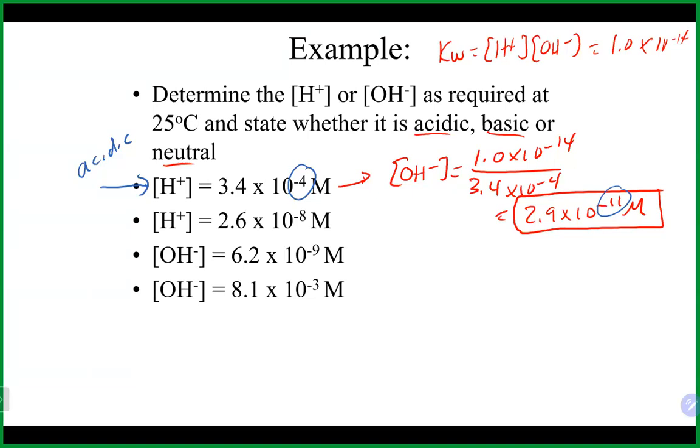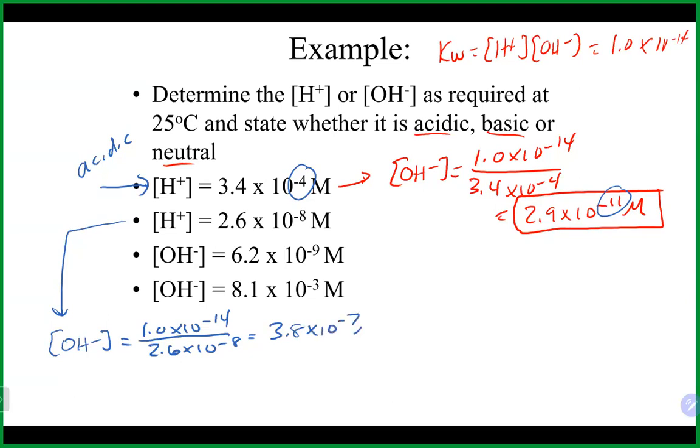Okay, so looking at the next one there, we are again going to solve for the OH minus, which will be our 1 times 10 to the minus 14 divided by our 2.6 times 10 to the minus 8. Once again, using our exponent button. Going to get us a 3.8 times 10 to the minus 7 molar as our hydroxide concentration.